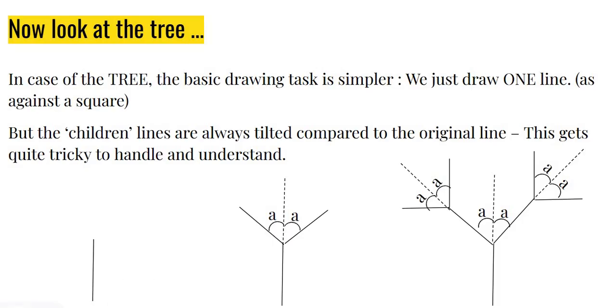So what happens is that I start with a branch, then I branch out twice, at a certain angle, let's say A, on both sides. So with the vertical, there's an angle of A. Further, I branch with A and so on and so forth. We will see how to handle this.